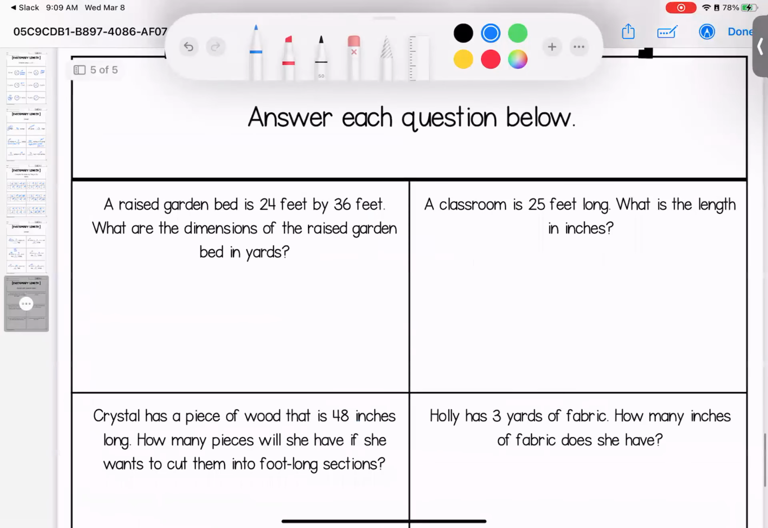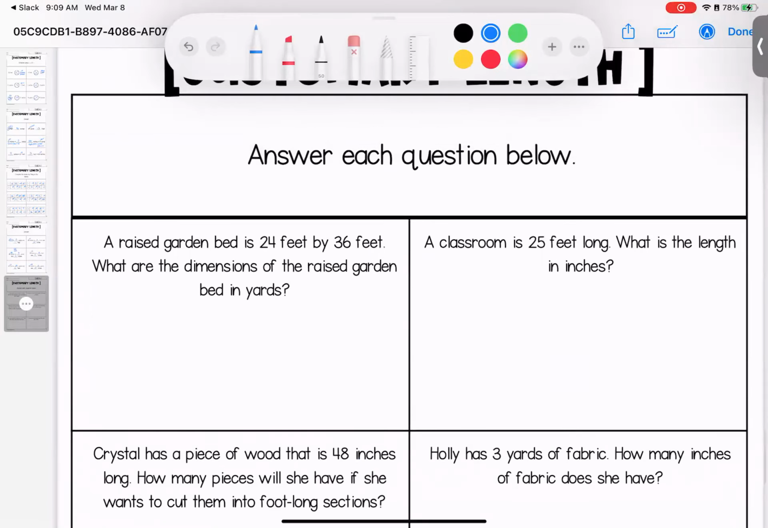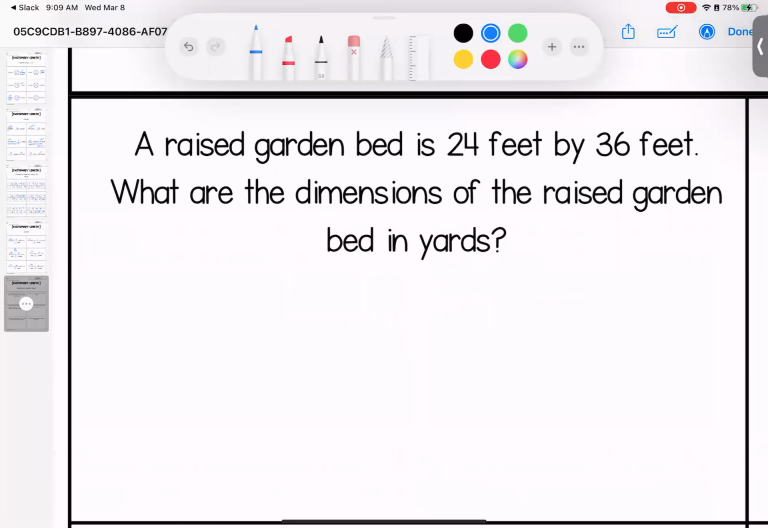Final page is word problems, and some of these are really stretchy, but every day we get closer to being a 6th grader, which is crazy. So we want to start stretching ourselves more in that 6th grade direction.